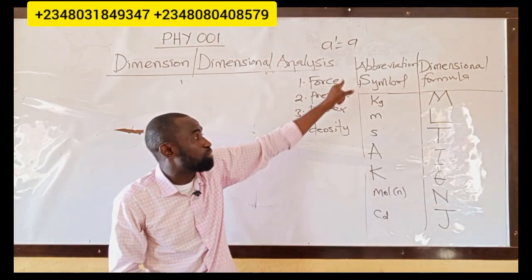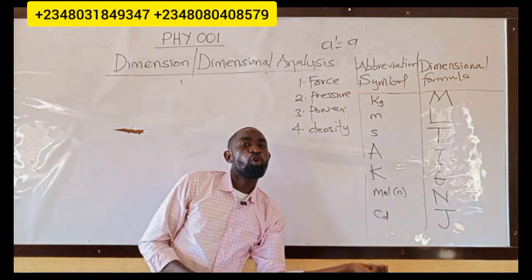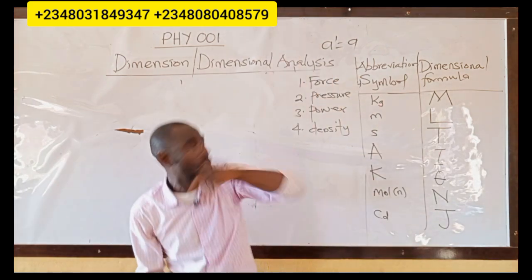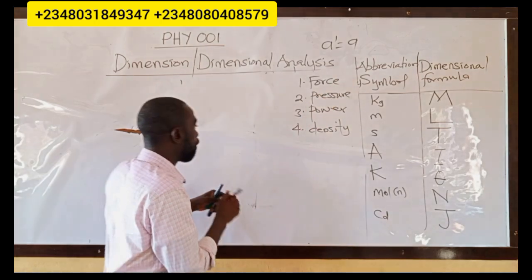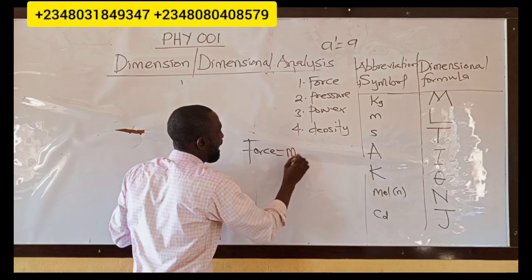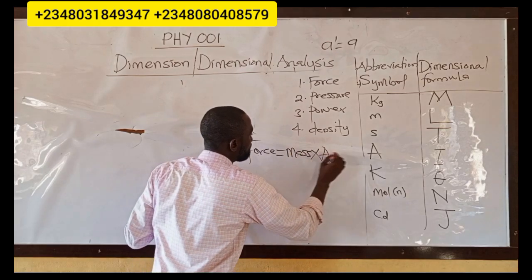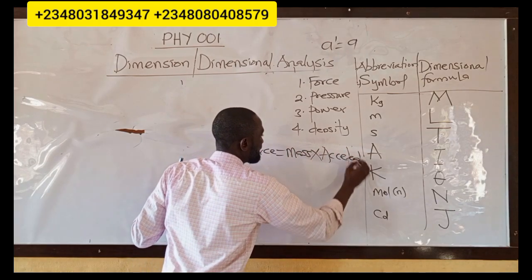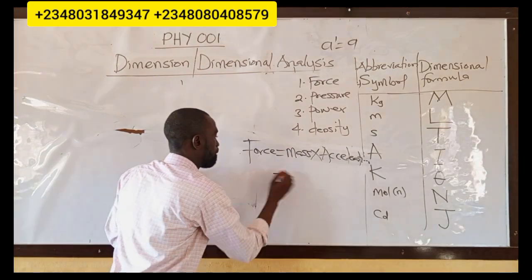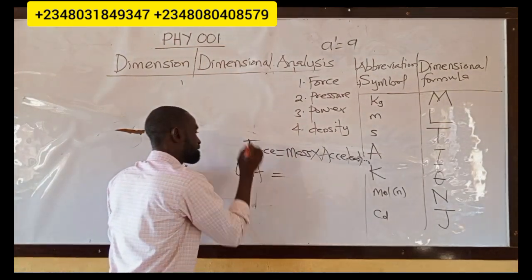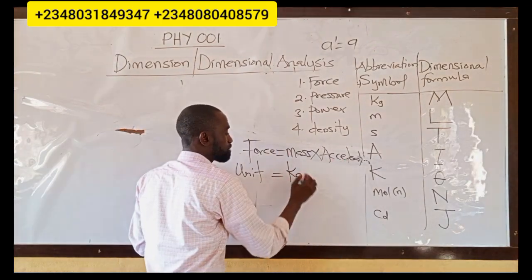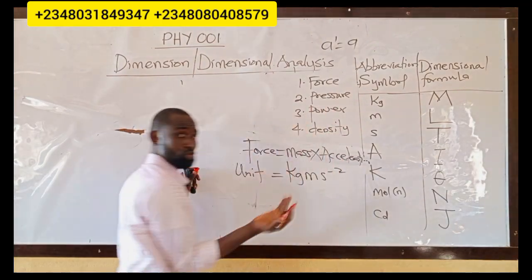So if you want to get the dimension, we must first go back to the fundamental mathematical definition of force. So what is force? Mathematically, force is equal to the product of mass times acceleration. Are you with me now? Now what is the unit of mass? The symbol is kg. Acceleration is meters per second square.